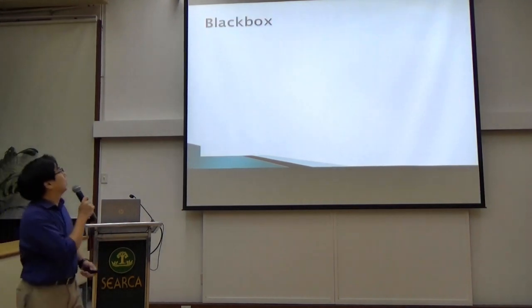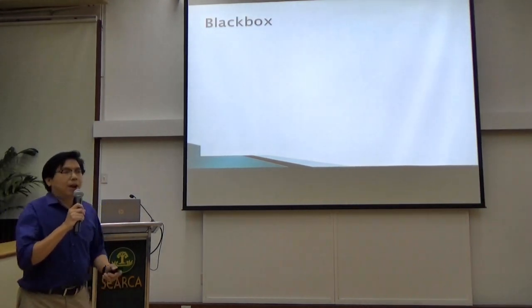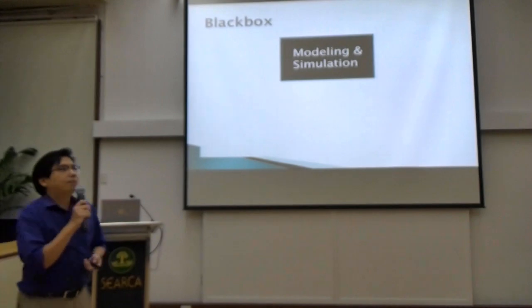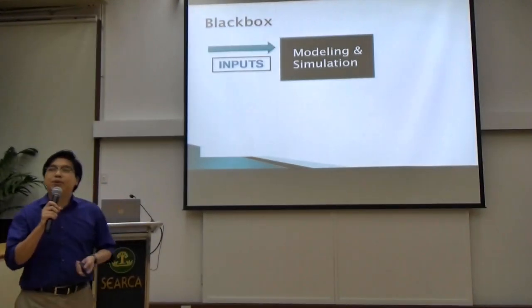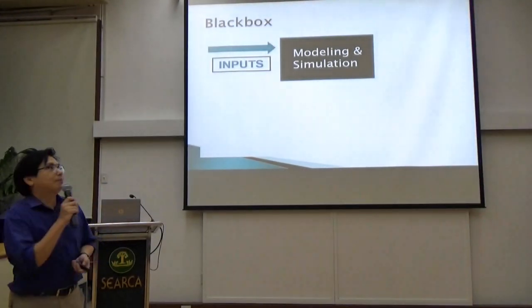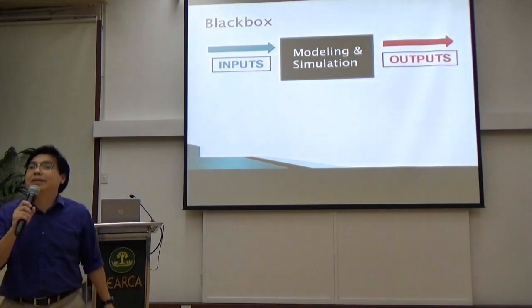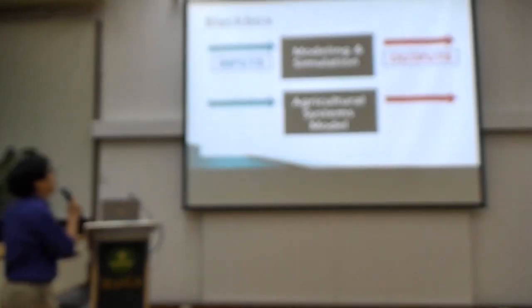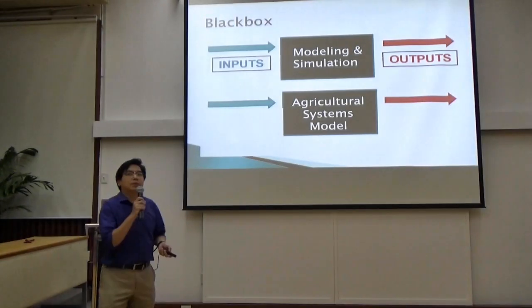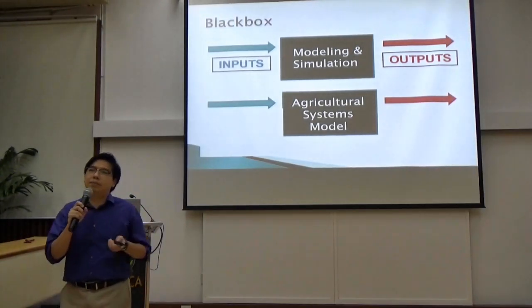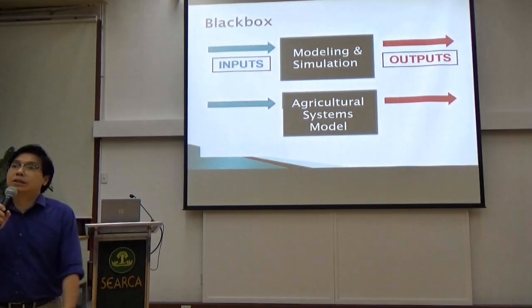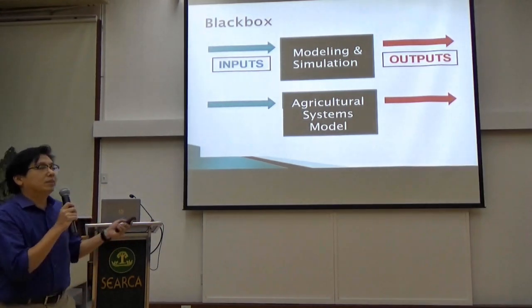Okay. So, black box. Usually when you have modeling and simulation, you think of it like a black box, you know? There's an input, some inputs, and then there are outputs. What happens inside? So it's the same in an agricultural systems model, no? It's the same process, but this time we apply it to agricultural systems. There's an output and an input.